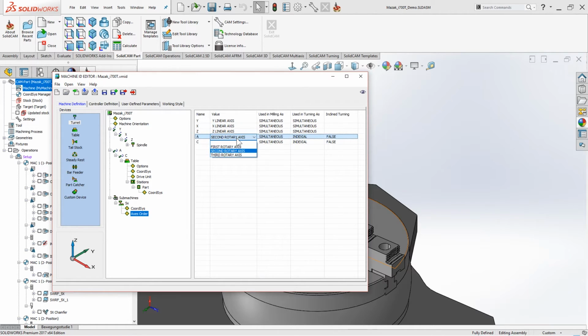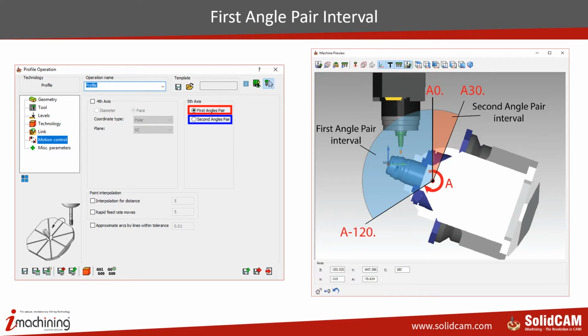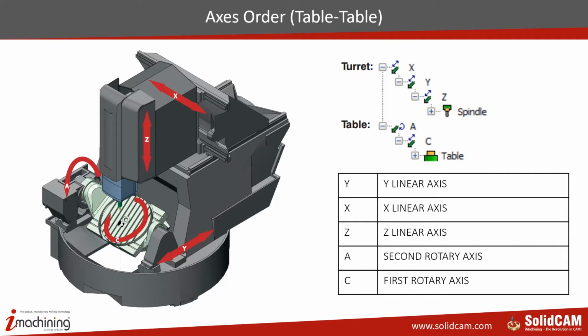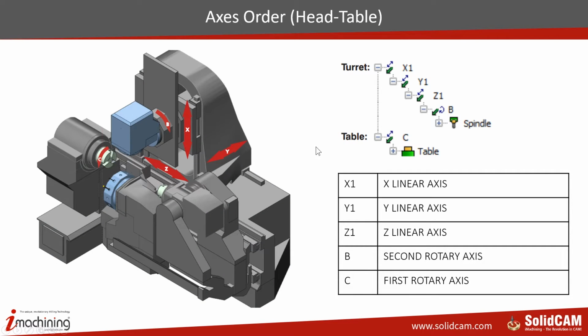Now over here we have the second, first, and third rotary axis. So there are some rules on which one is the first rotary axis and which one is the second rotary axis. Let me go back to the PowerPoint, and over here we have the different configurations of 5-axis machines. First, a table where both rotary axes are on the table. In this case, the second rotary axis is the tilting axis or the A axis, and the first rotary axis is the C axis.